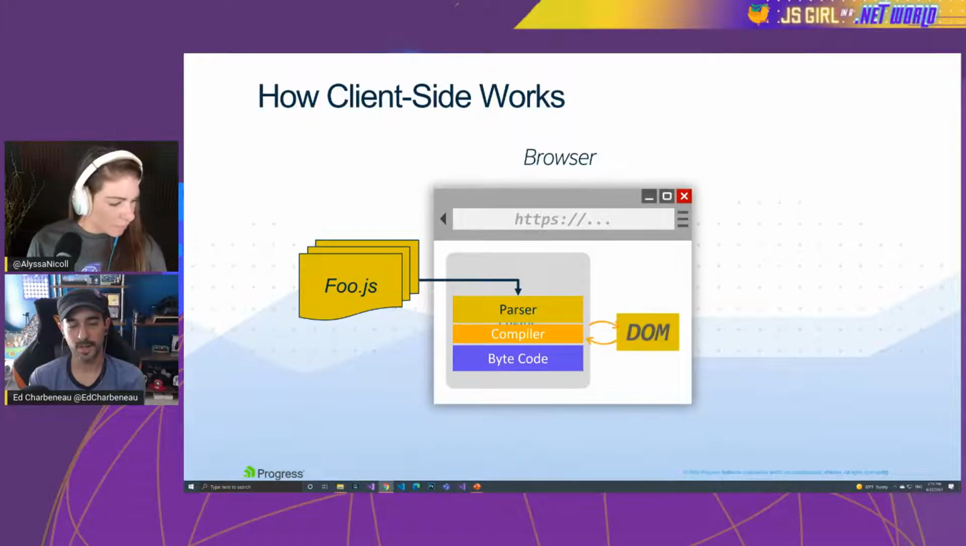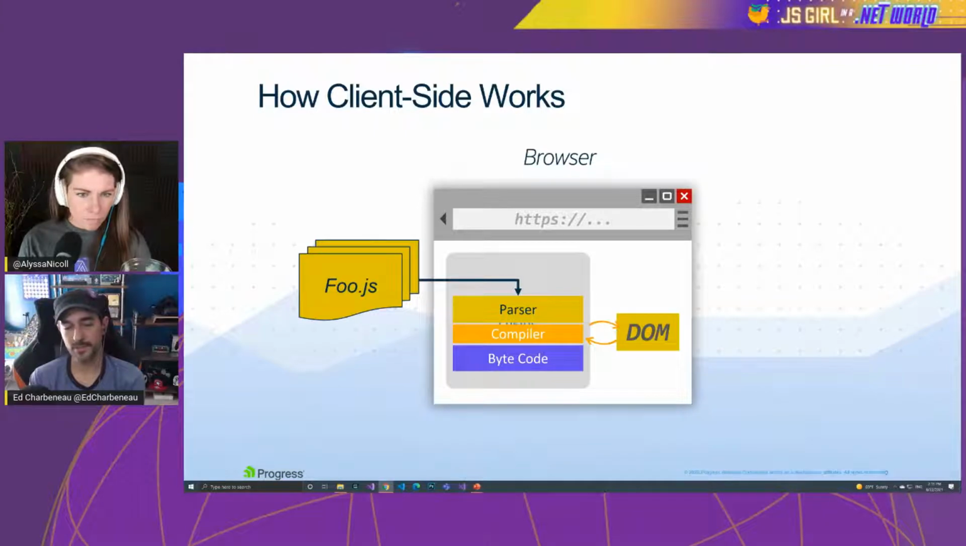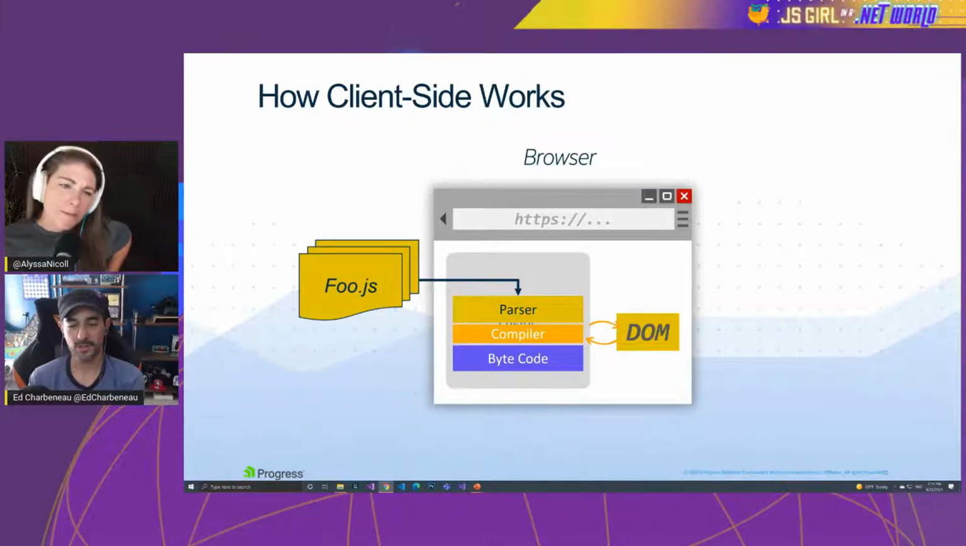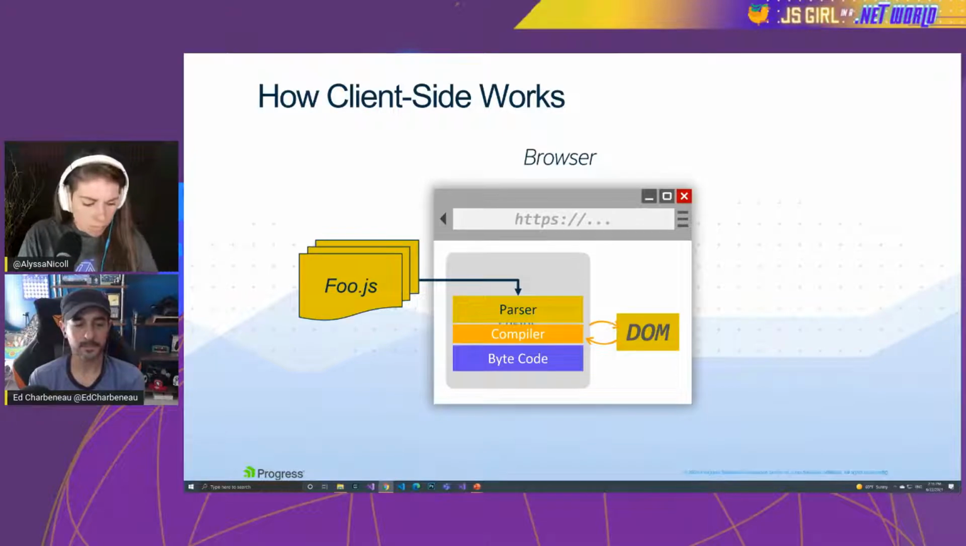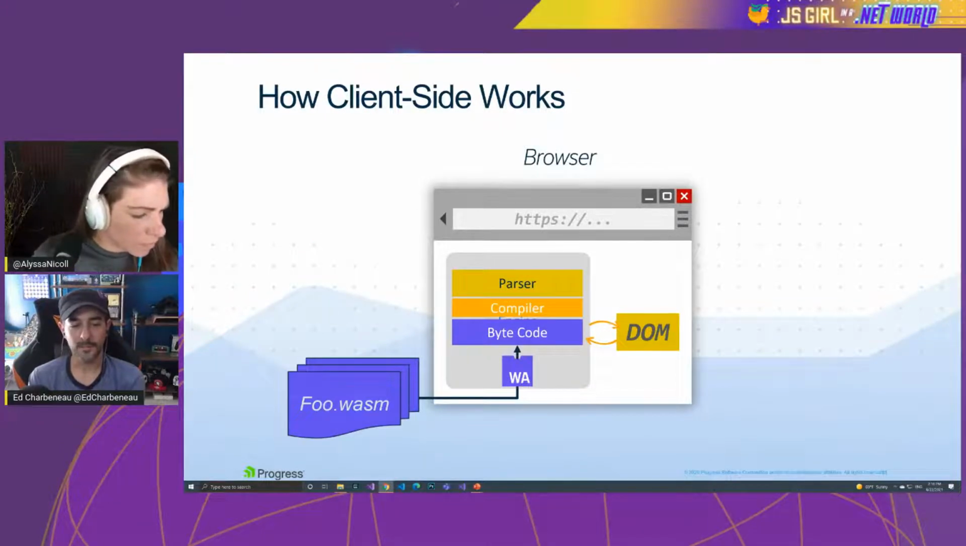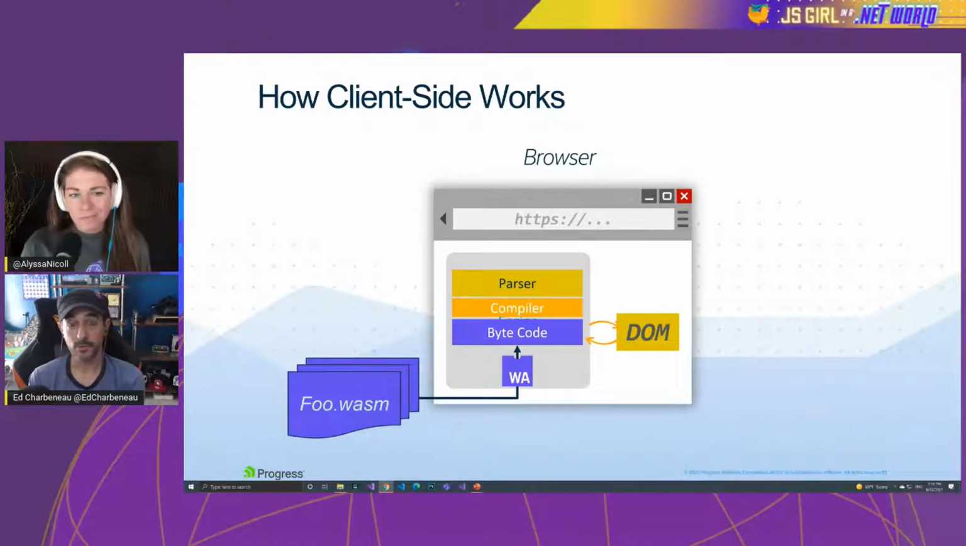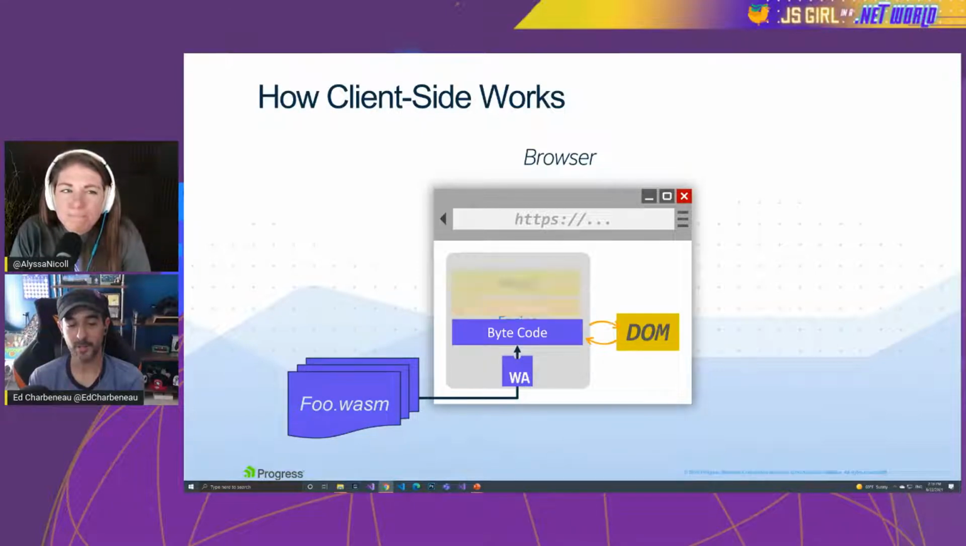So that code that you write interfaces with the DOM and does all the JavaScripty things. You click a button and it updates something or draws something on the screen. Makes charts and graphs and grids and all that good stuff. So WebAssembly is directly using bytecode in the browser. So we're circumventing that parser and compiler. So we don't really need it anymore.